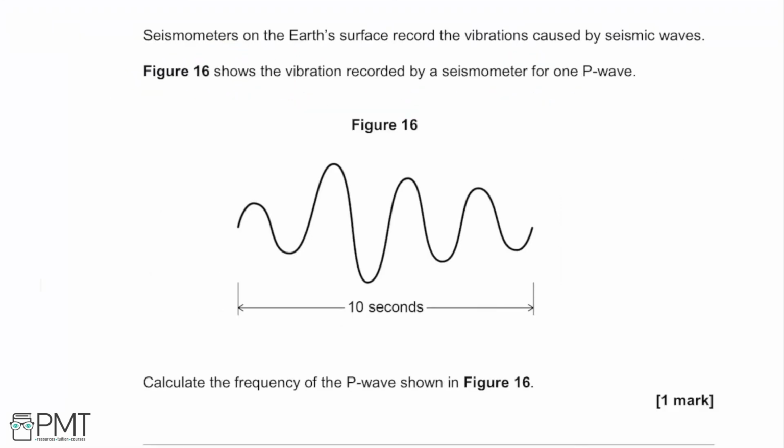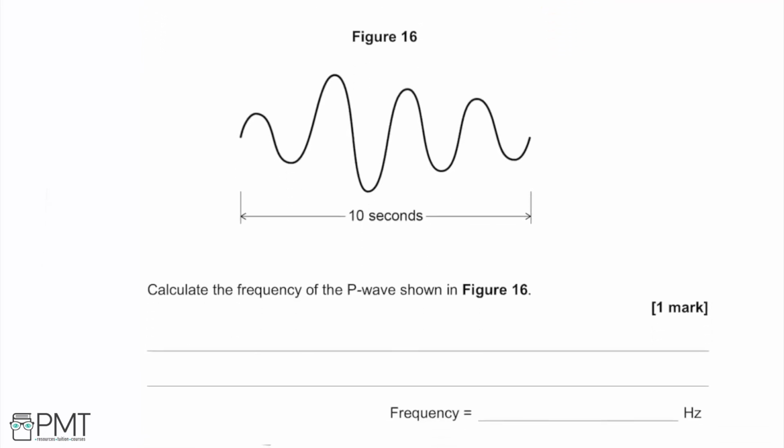So here I'm told that seismometers on the Earth's surface record the vibrations caused by seismic waves. And we have figure 16, which shows the vibration recorded by a seismometer for 1 P wave. This is the 1 P wave, and it has a time period of 10 seconds. And we're asked to calculate the frequency of the P wave shown in figure 16. So initially here I'm thinking about the frequency, which has the unit of hertz, which is equivalent to per second.